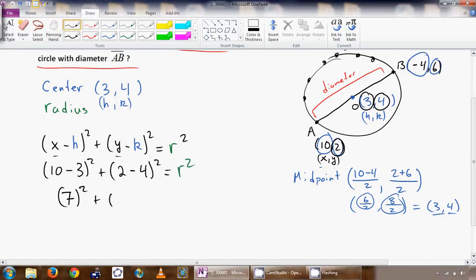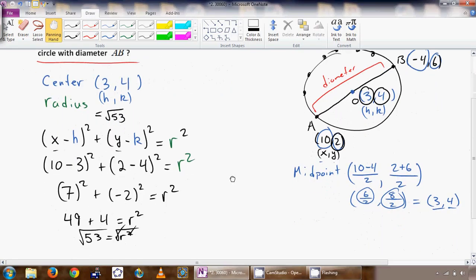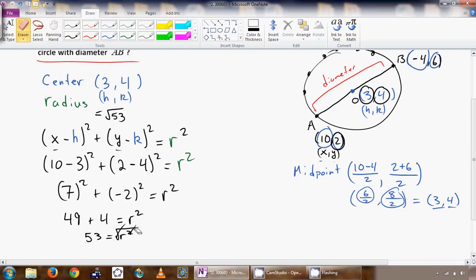Well, 7 squared is 49, negative 2 squared is 4. That still equals my radius squared. Well, that will be 53. 53 is my radius squared. If I wanted to write out my radius, it's the square root of this, right? Cancel out the square by square rooting. Whatever I do to one side, I do to the other. My radius is the square root of 53. But do realize they want the equation, all right? So in the equation, it's radius squared. It would be this number, because that's my radius squared.